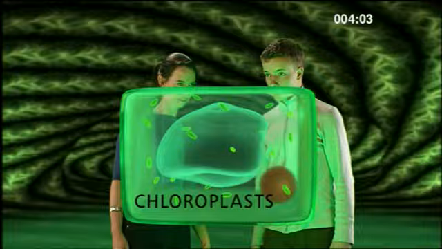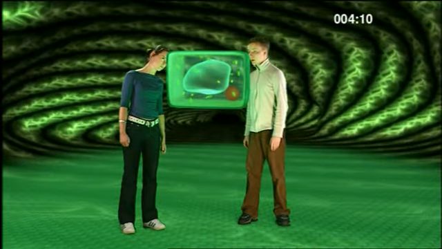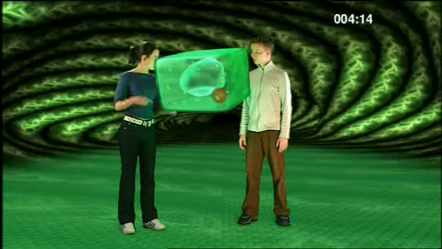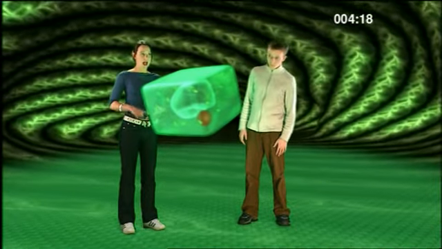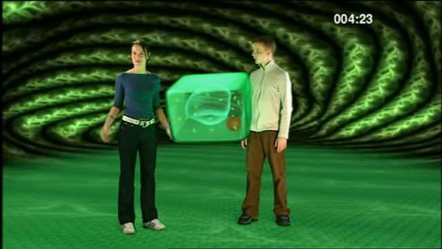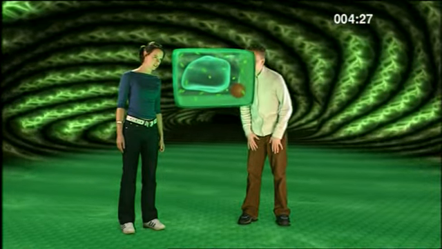They're chloroplasts. So what are they for then? They contain a green substance called chlorophyll, which enables the plant to make its own food. Okay, so the difference between a plant and animal cell is that a plant cell has a vacuole, cell wall, and chloroplasts, as well as a nucleus, cytoplasm, and cell membrane. Yes, exactly. Now let's take a closer look at this cell membrane.